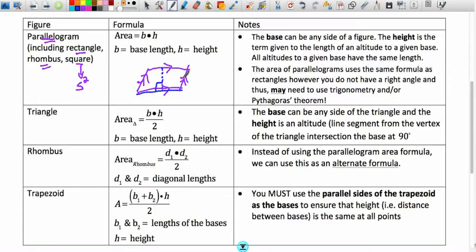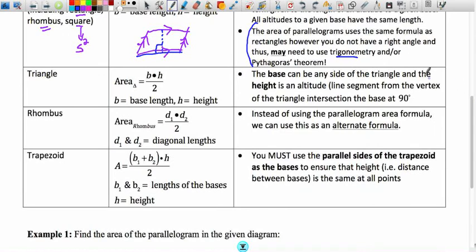Okay, and very often, as you'll see noted on the right-hand side here, we may need to use some trigonometry, some SOHCAHTOA, special right triangles possibly, or indeed Pythagoras' theorem in order to find the height. Okay, the triangle formula is something we've worked extensively with, and this, of course, base times height over 2, applies for all triangles: equilateral, scalene, isosceles, right, etc.